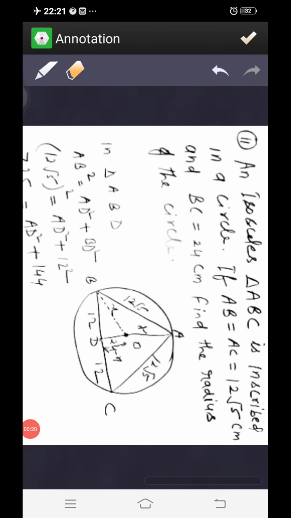Question number 11. An isosceles triangle ABC is inscribed in a circle. If AB equal to AC equal to 12 under root 5 centimeter and BC equal to 24 centimeter, find the radius of the circle. Here you can see that we have made a circle and an isosceles triangle which is inscribed in the circle. AB and AC are 12 under root 5 and BC equal to 24 centimeter.